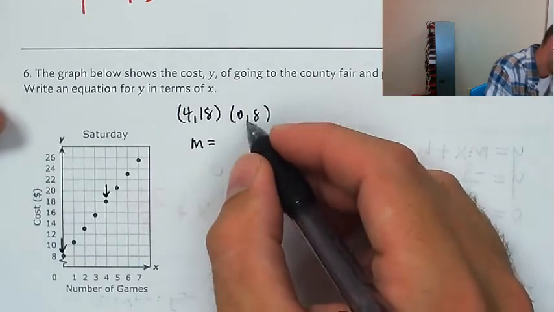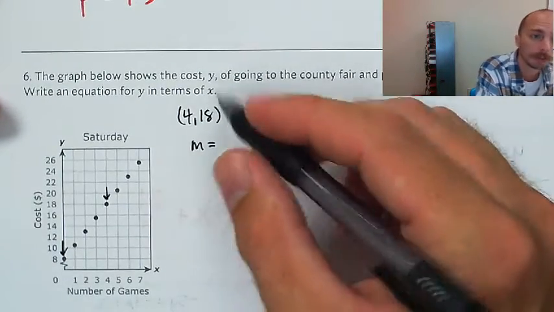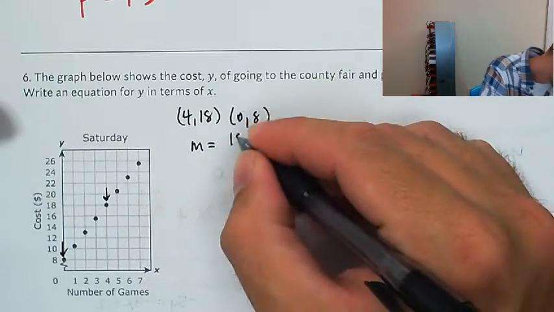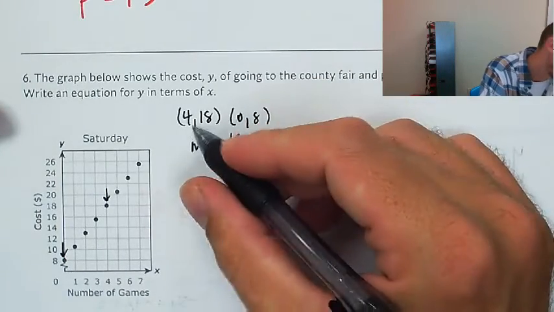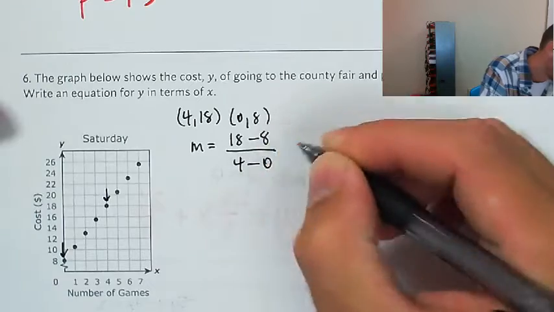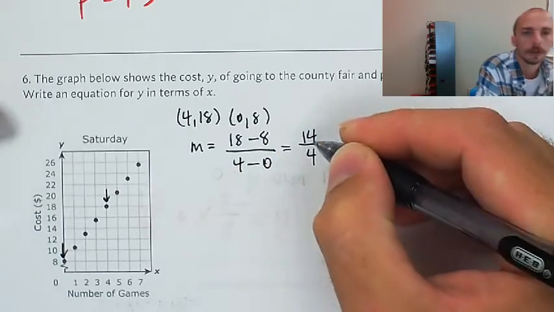I always do y2 minus y1. I'm going to show you can do y1 minus y2, and it's going to be the same thing. 18 minus 8. As long as we're doing difference in y's over difference in x's, and we're consistent about which one we're doing, it does not matter. So I'm going to get 14 over 4.